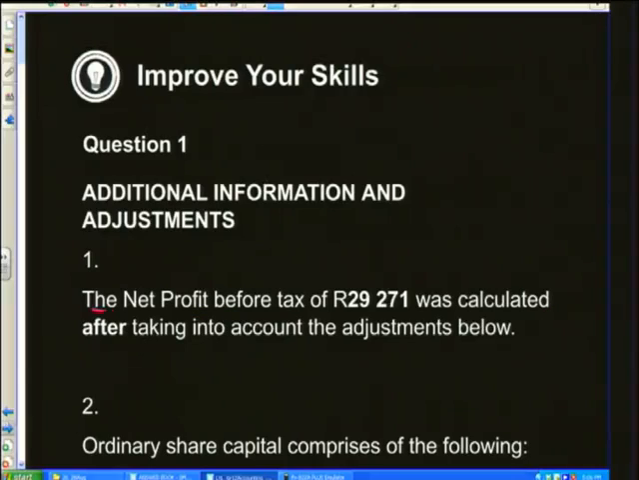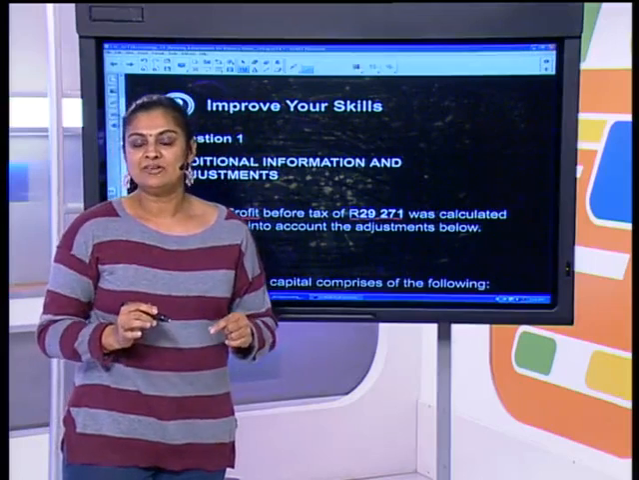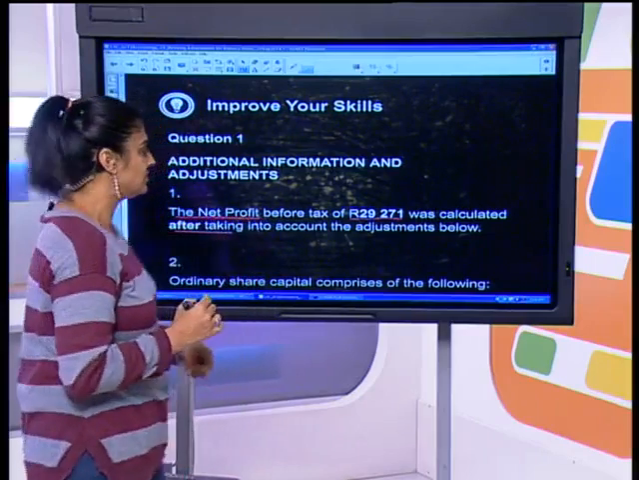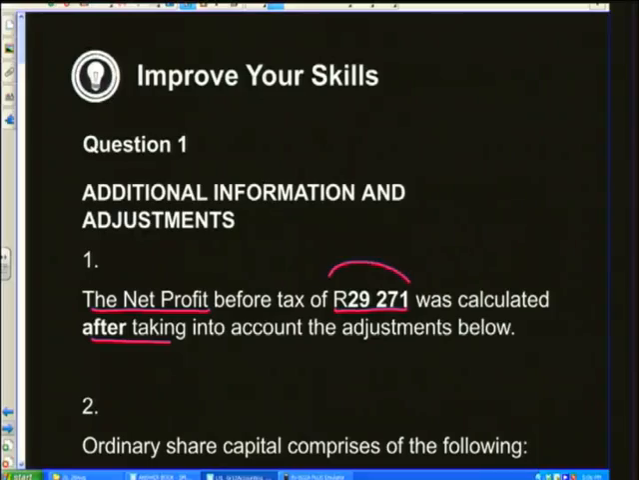The net profit before tax of 29,271 was calculated after taking into account the adjustments below. Right, guys, net profit before tax. Remember, we're busy with the balance sheet and some balance sheet notes. So it means I need to now transfer my net profit before tax, 29,271, to my retained income note. So let's go and do just that.